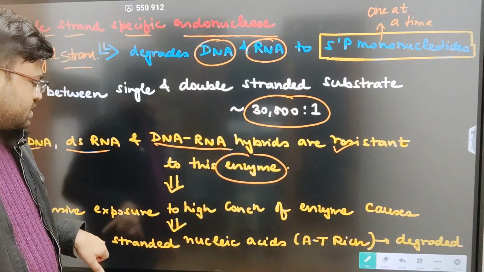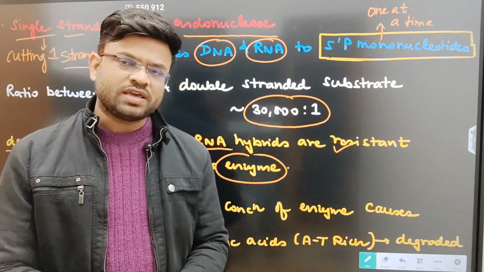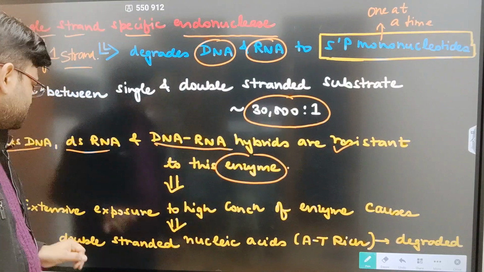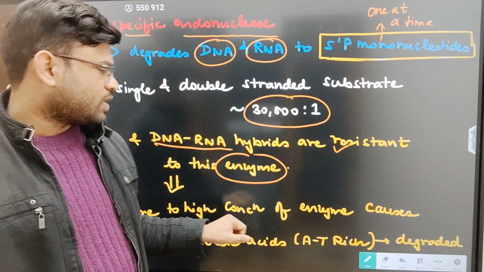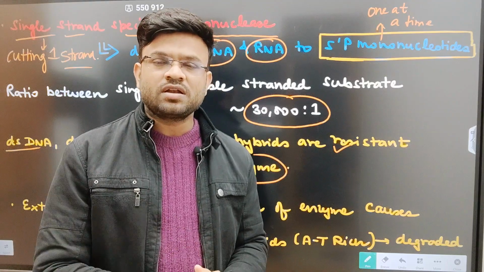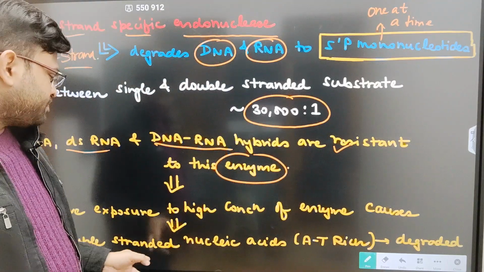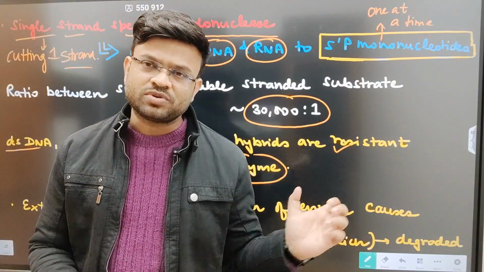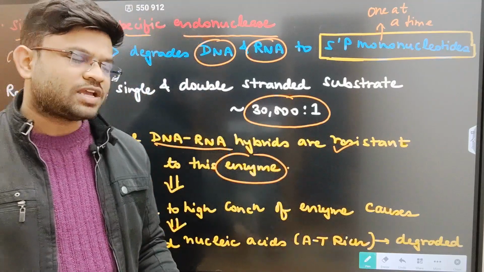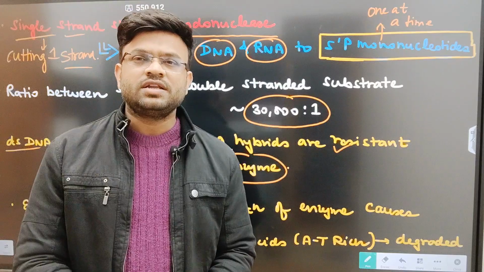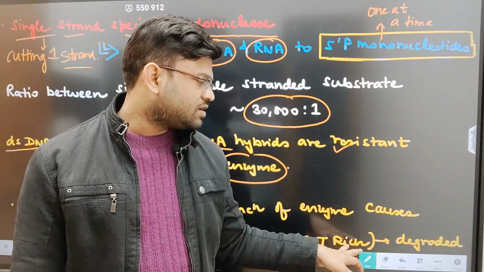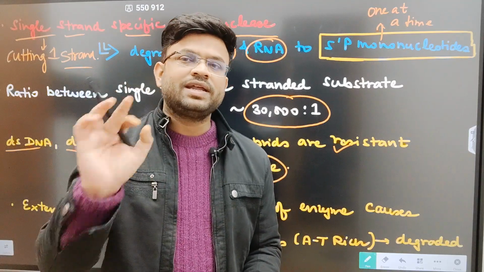Now what I mean is, when you are extensively exposing this particular enzyme to double stranded molecules, this is what I have written: extensive exposure to high concentration of the enzyme. When you are using a high concentration of the enzyme and exposing the double stranded nucleic acids for a longer period of time to this enzyme, what will happen? Then the cutting, or the degradation, will take place, but the condition should be that the double stranded nucleic acids that you are using should be AT rich. Only then they would be degraded.